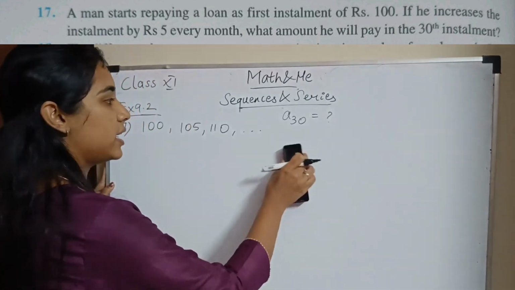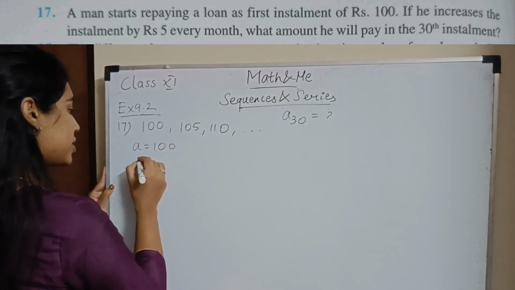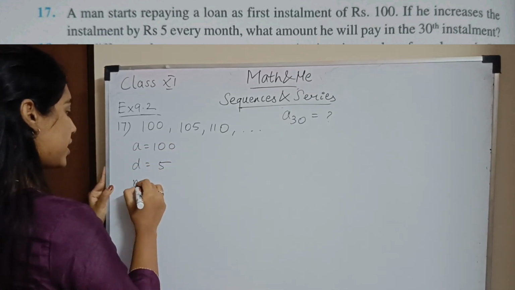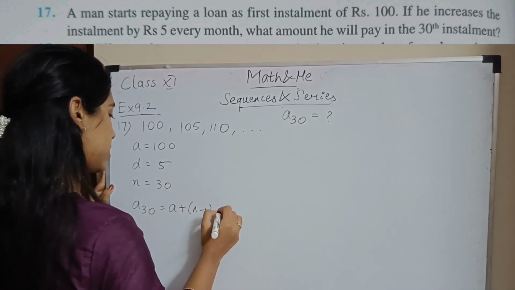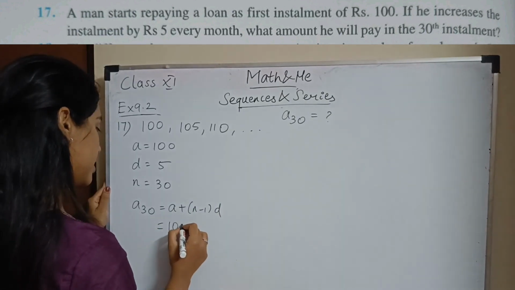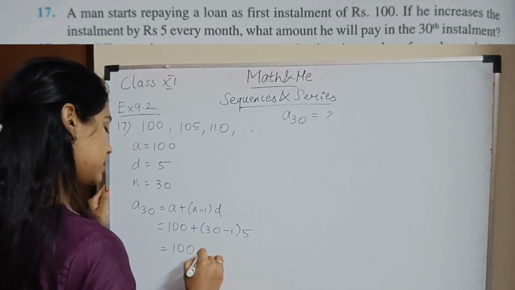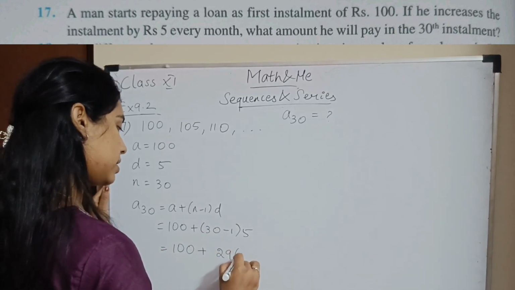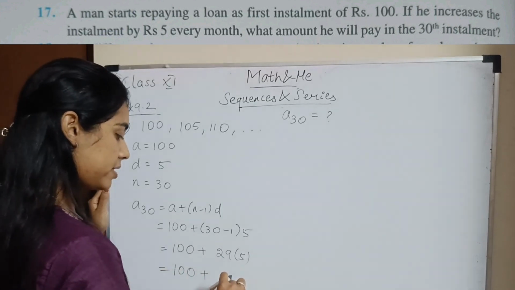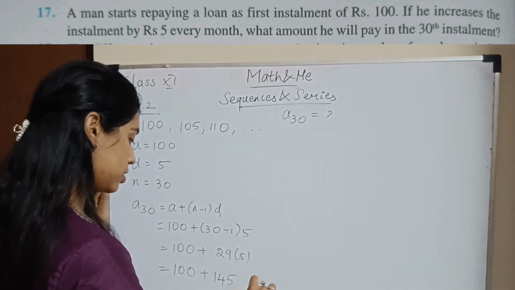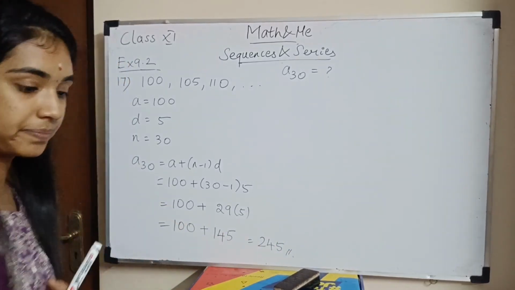Now we are asked to find A30. Okay? So what is your A? 100. What is your D? 5. What is your N? 30. So what is your A30? A plus N minus 1 into D, which is 100 plus 30 minus 1 into 5. 100 plus 29 times 5. 100 plus 9 times 5 is 45, 4 5s are 20, 14, 245. Okay? This is what he'll be paying in his 30th installment.